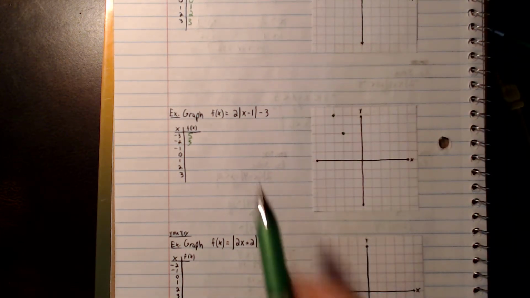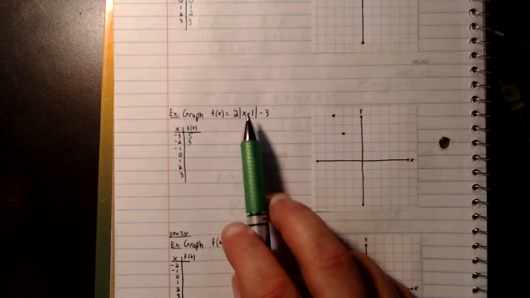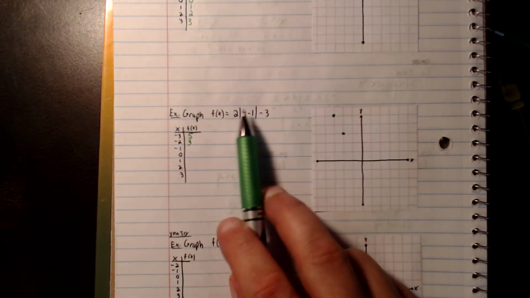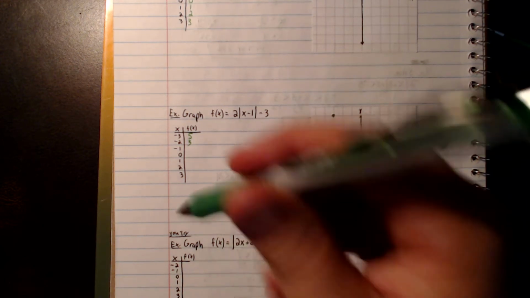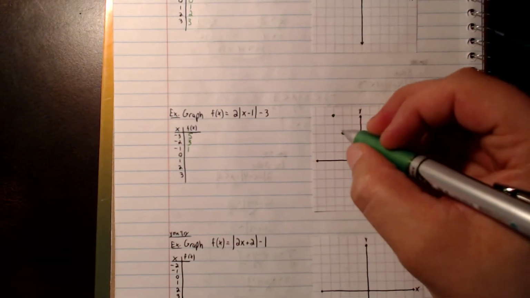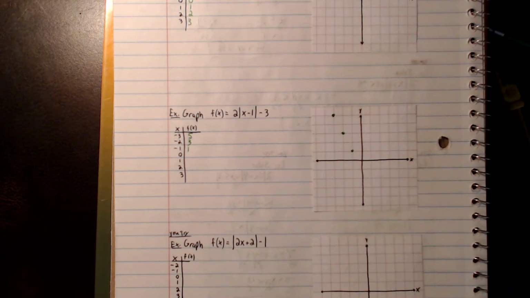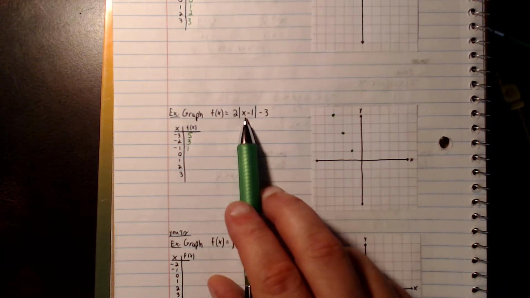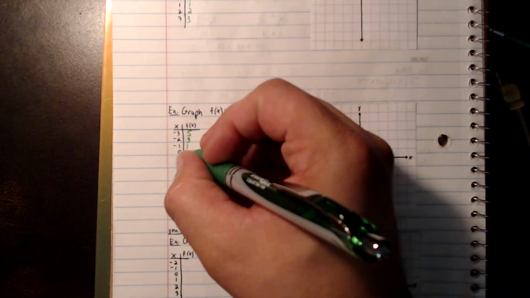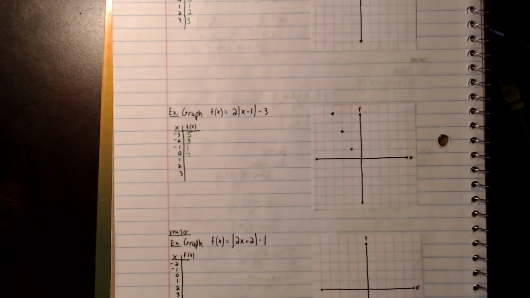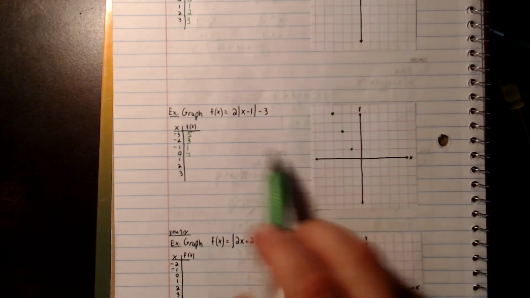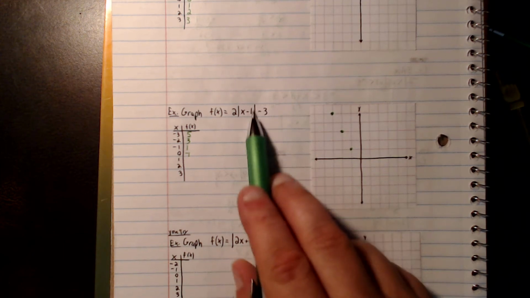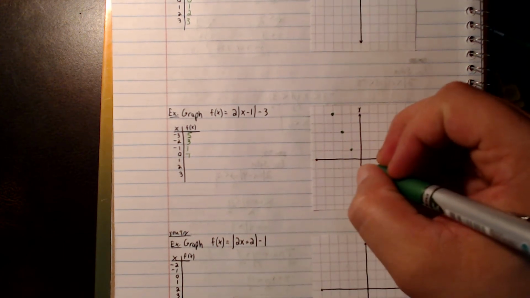Let's plug in negative 1. Negative 1 minus 1 is negative 2. Absolute value would become positive 2. 2 times 2 is 4. Minus 3 is 1. And look at that. It continues to follow that spacing that we were hoping for. If I plug in 0, 0 minus 1 would be negative 1. Absolute value is positive 1. 2 times 1 is 2. Minus 3. We get negative 1 as a result. That's okay, because the negative 1 came after we subtracted that 3. So that's cool.